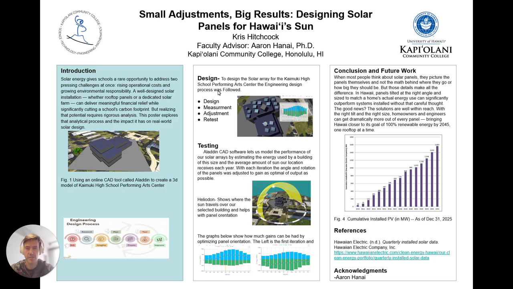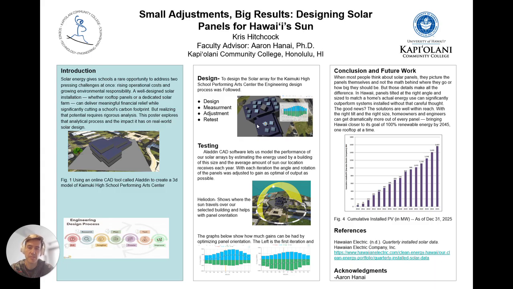So for the design of this project, we followed the engineering design process. We start with a question: how does the placement of a solar panel affect the output? So what I did is create several different designs of layouts of solar panels on my chosen building. In this case, it's the Kaimuki High School Performing Arts Center. I started off with what you think is just flat solar panels on the roof. Let's cover the whole roof in solar panels and see what happens. From there, we changed the angles a little bit and got varying results.